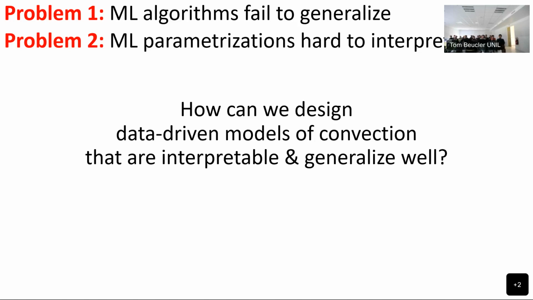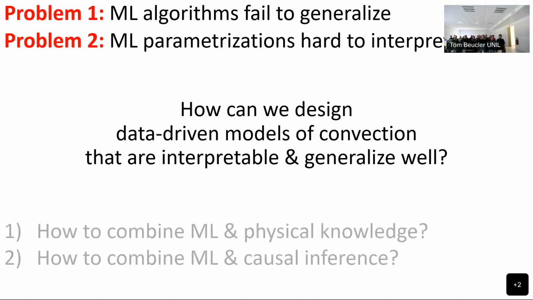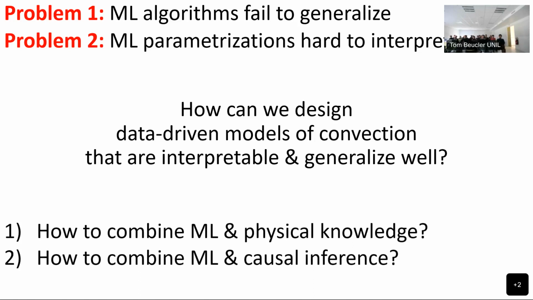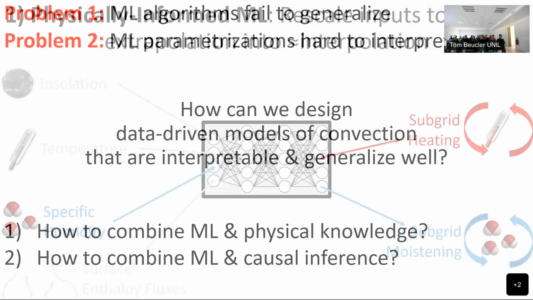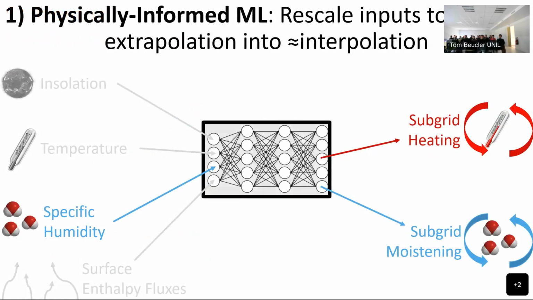So how can we make them more interpretable and generalize better? In this talk, I'm going to show two different ways of doing this. On the one hand, focused on generalizability with physical knowledge, and on the other hand, mostly focused on interpretability, but also I'll show that in some cases it can also help for generalizability, using causal inference and more specifically causal discovery tools. So let's start with physically informed machine learning.